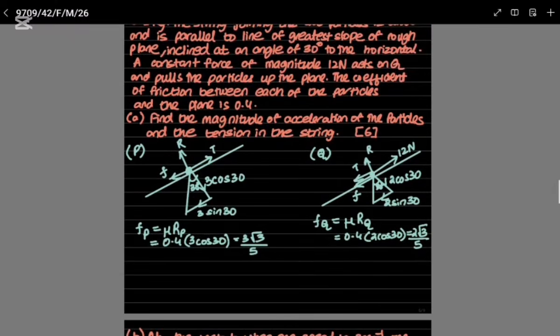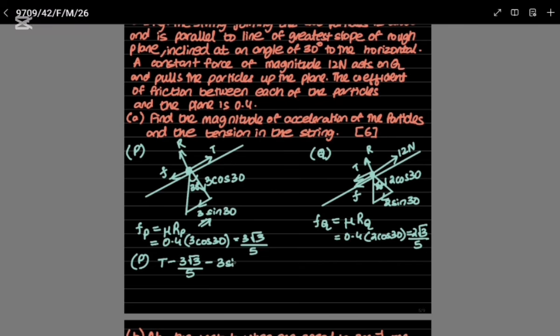Now the motion is upwards, so let's construct two equations, two separate equations, for P first of all. For P, what does this give me? The upward force T minus the backward forces, which are the friction, let's write the values straight away, we don't have to waste time. 3 root 3 over 5, minus, don't forget this one, minus 3 sine 30.